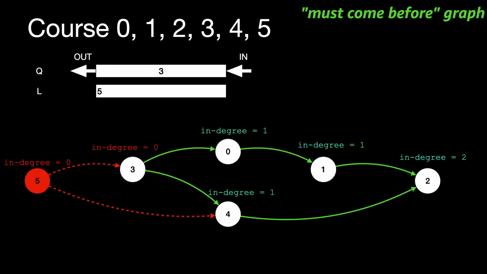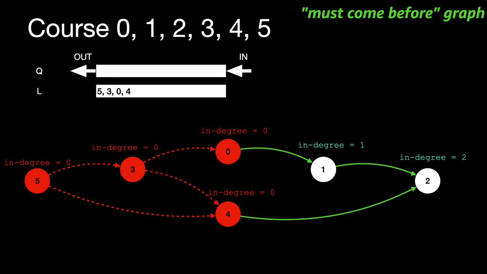We update the outgoing neighbors' in-degree by -1. This leads to course 3 meeting the in-Q criteria of 0 in-degree. We put 3 in Q. We process node 3 and put 3 in the result list. We update the outgoing neighbors of node 3, then we put 0 and 4 in Q.